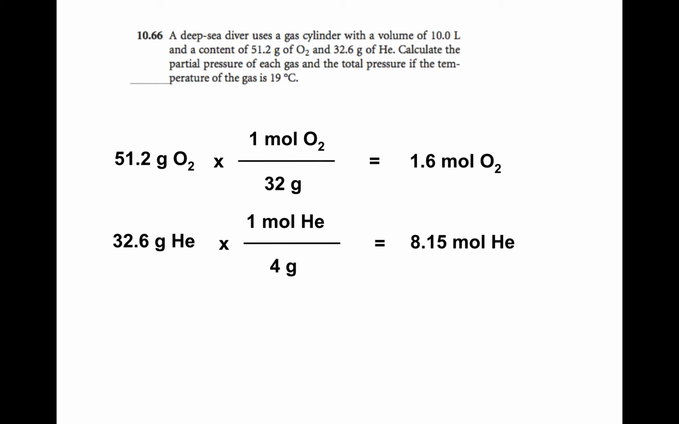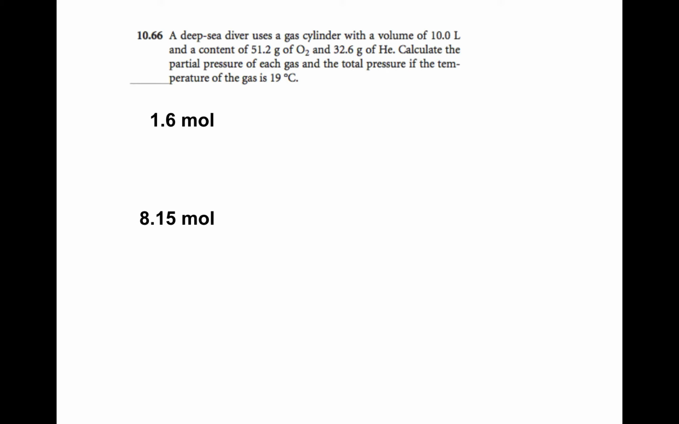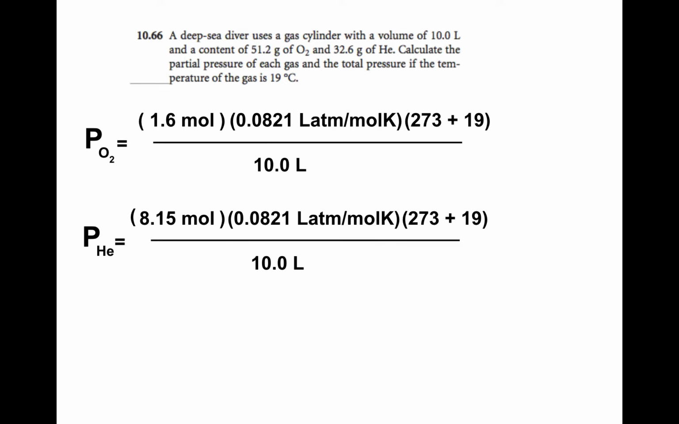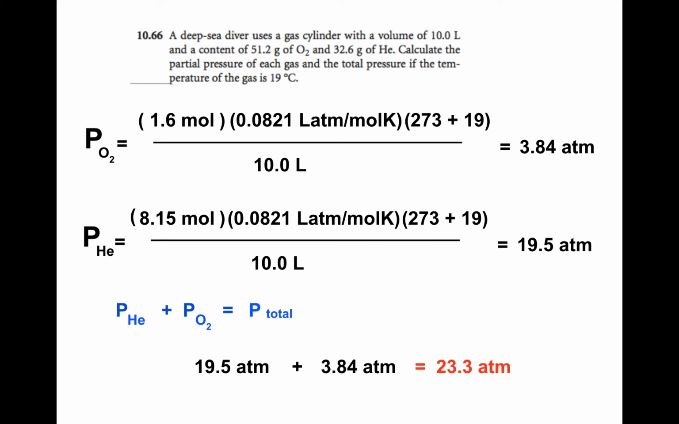Then what I want to know is the pressure that each gas is exerting in the tank. So I take moles of each gas, plug it into PV equals nRT, with a volume of 10 liters and a temperature of 19 degrees Celsius. This many moles, 1.6 moles of oxygen, is going to exert a pressure. 8.15 moles of helium is going to exert a pressure. So I solve for what those pressures are. And then according to Dalton's law, the total pressure is just equal to the sum of the partial pressures. I add up the pressures of the helium and the oxygen to get the total pressure.